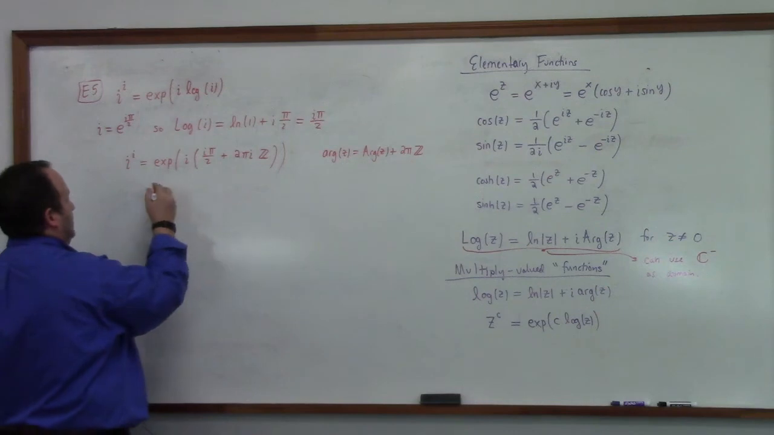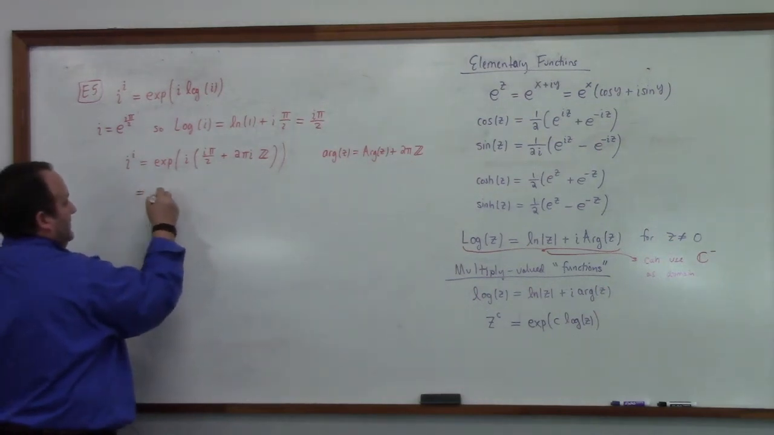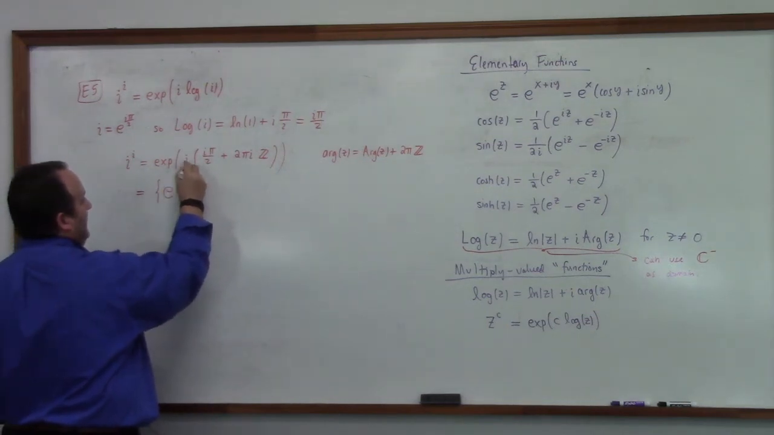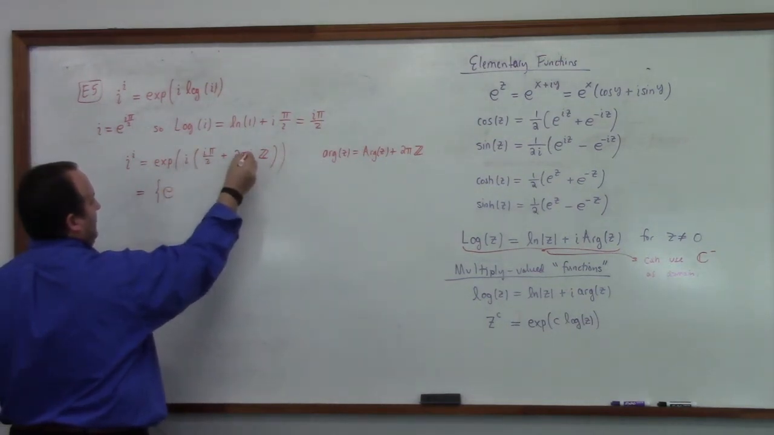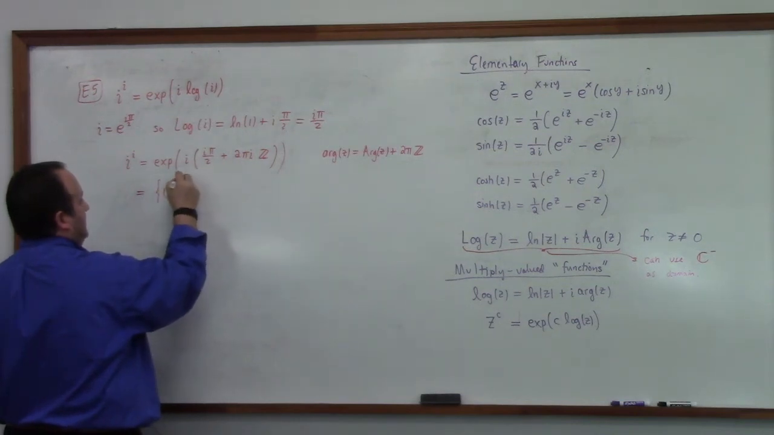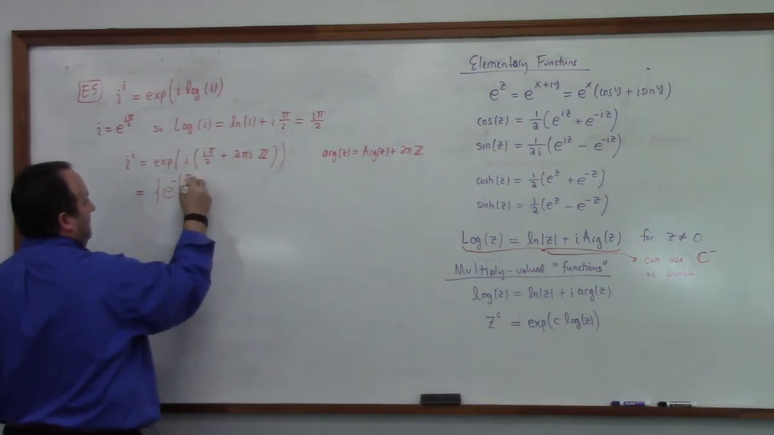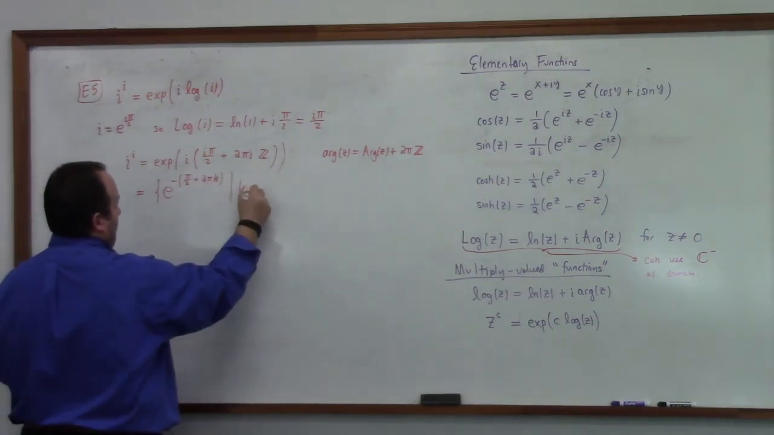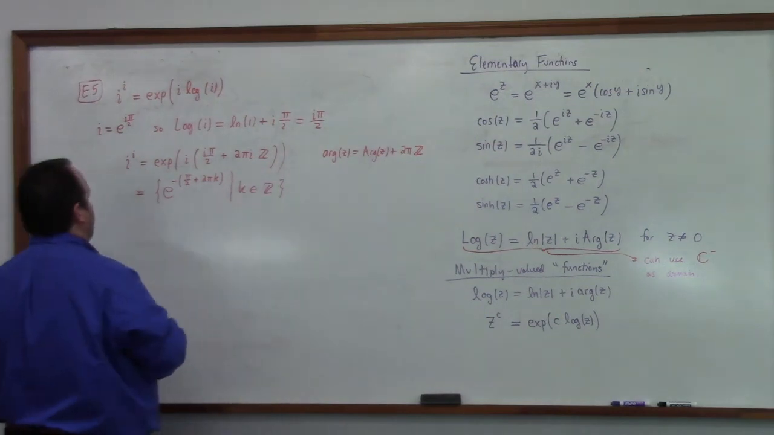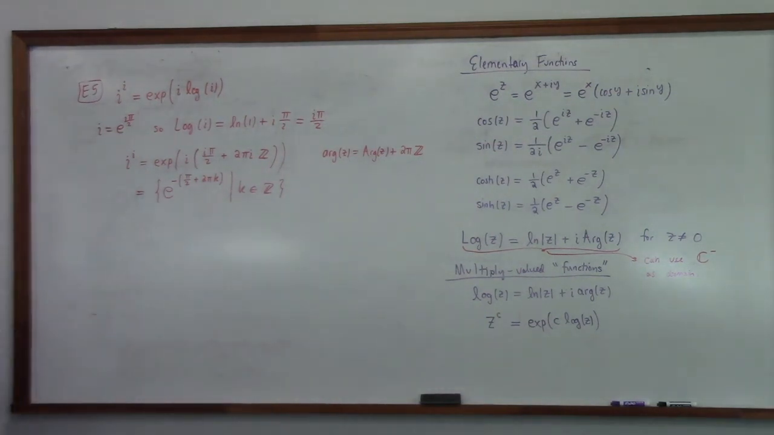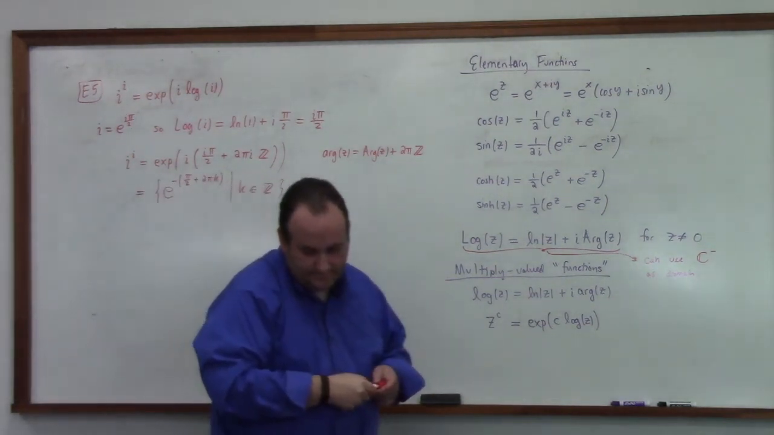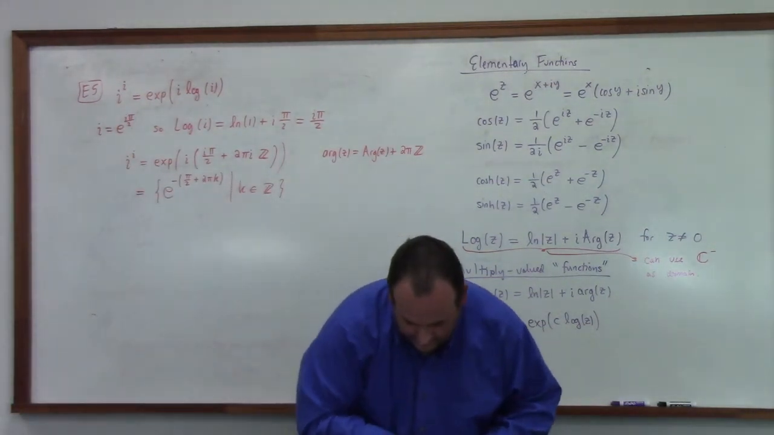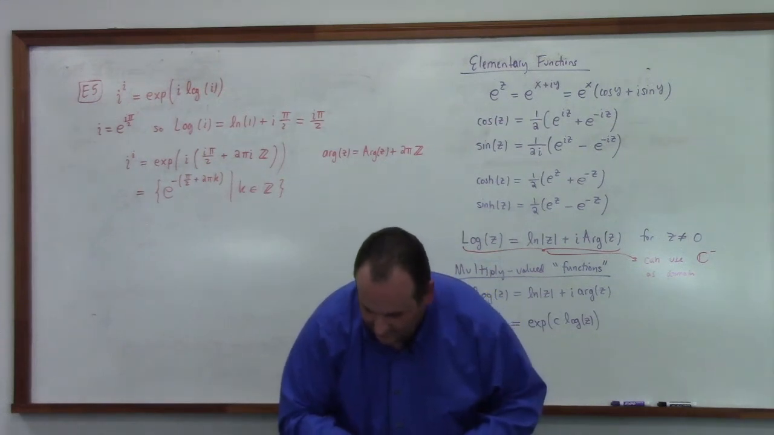So what is this? Well, I'll write it explicitly. This is things of the form e to the, let's see here, what do we got? I times I is what? Oh, check it out. I can factor the I out, right? So I just get e to the minus parentheses pi over 2 plus 2 pi k such that k is an integer. So I to the I power is actually a set of real values.